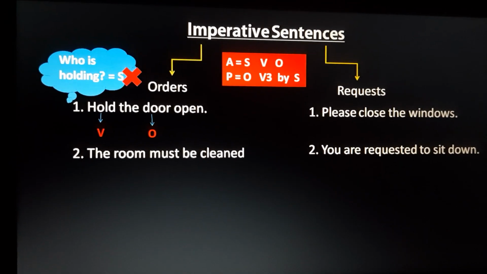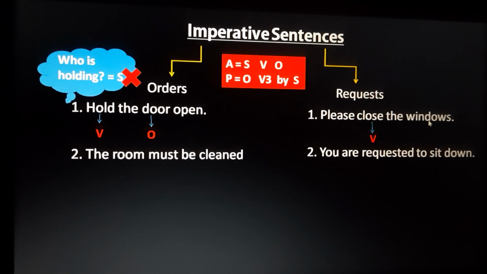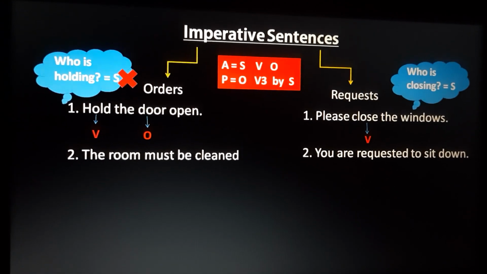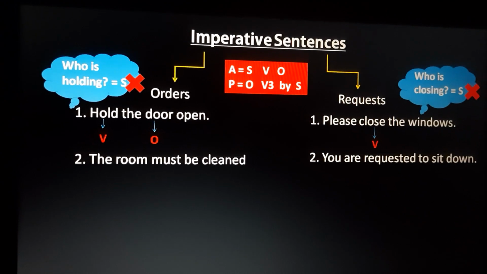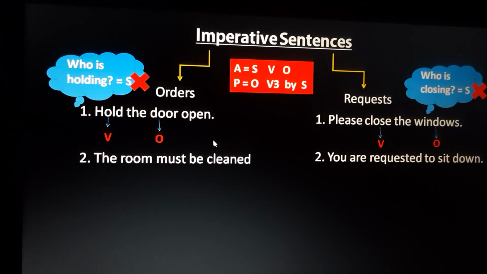Now let us look at this example. "Please close the windows." Here, close is the verb. The doer of the verb should be the subject. That means who is closing the windows should be the subject, but it is not mentioned in the sentence. Windows is the object.